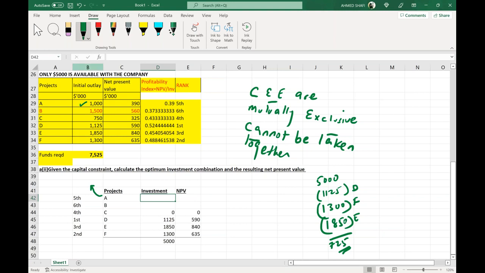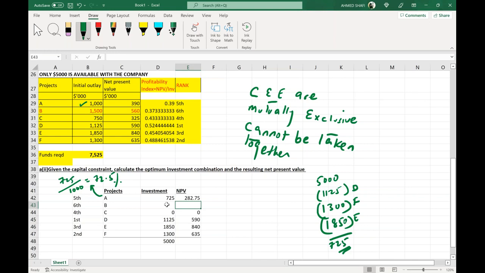Since they are divisible, divisible means can be taken in pieces. You can invest 725 in A, but 725 invested out of the required 1,000 means you only took a 72.5% share of A. So you won't get the full NPV of 390 from A because you haven't invested the full money. You have invested 72.5% money, 72.5% share is taken, so you will only get 72.5% of the NPV. And 72.5% NPV is 282.7. All cash is finished.